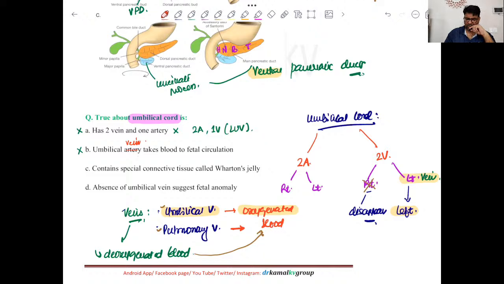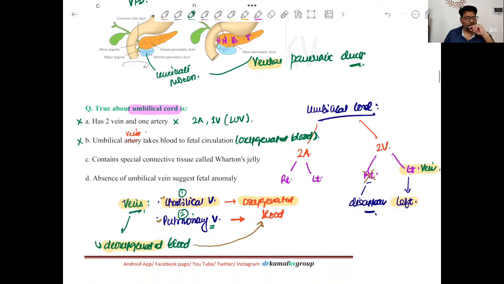Umbilical artery carries deoxygenated blood from fetus to mother, and umbilical vein carries oxygenated blood from mother to fetus, right? Because whenever we discuss veins, we feel that they carry deoxygenated blood. It is not the case all the time, especially in two veins, the umbilical vein and the pulmonary vein, which are carrying oxygenated blood, right? So it is not the artery which is carrying oxygenated blood from mother to fetus, it is actually the vein. So this option is also wrong.